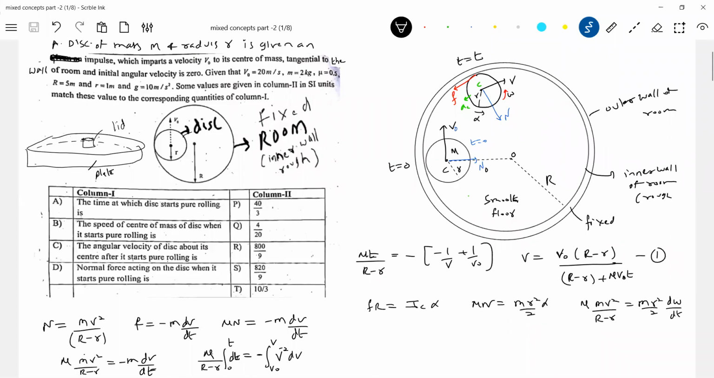So this equation, I'll give a name like this. One, let it be like this. So that will be easy for you. Put 1 in 3. When you put 1 in 3, in place of mu m v square by r minus r, what can you write it as? Can we write it as m dv by dt?